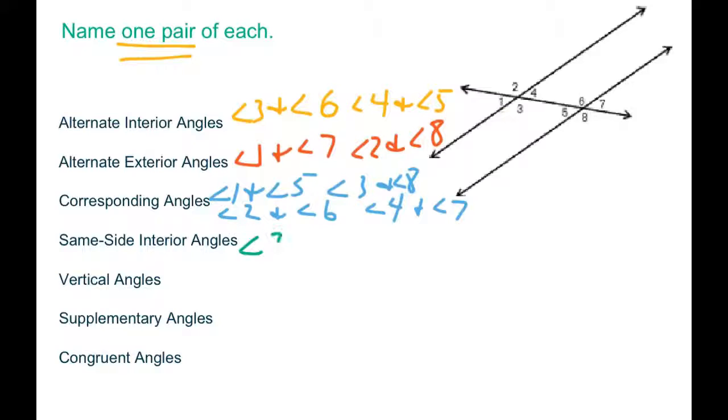All right, next, same side interior. That would be angle 3 and angle 5. They're both on the same side of the transversal and interior. And then also angle 4 and angle 6.